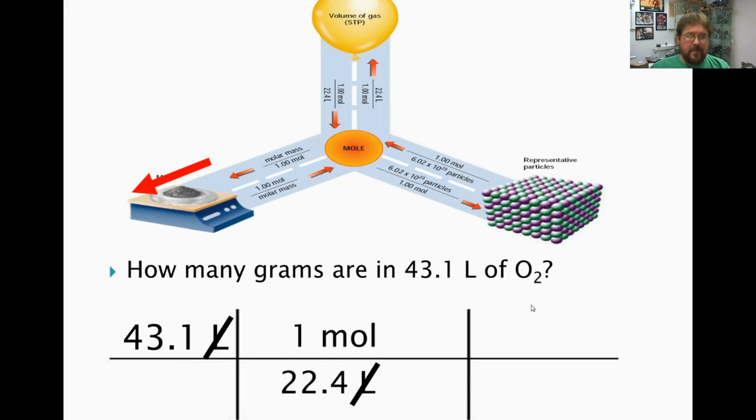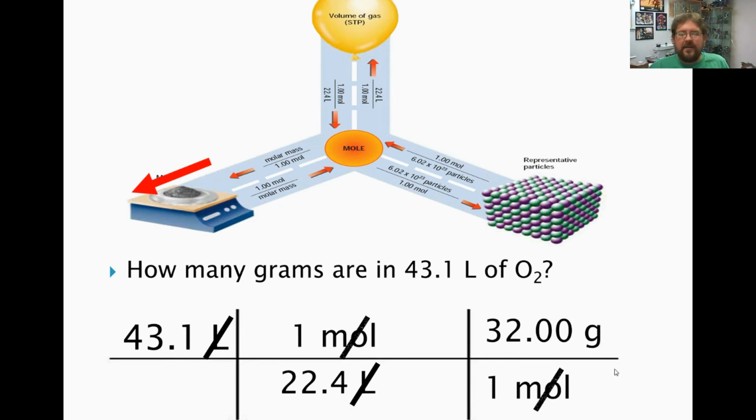Do you have it? Oxygen is 16.00. Multiply it by 2 because it's O2, and you should get 32.00 grams over 1 mole. Just like it says here, the molar mass over 1 mole. And why do we do that? Moles up here, moles down here. They cancel. What's the only unit we're left with? Grams. And that's what it asked for.